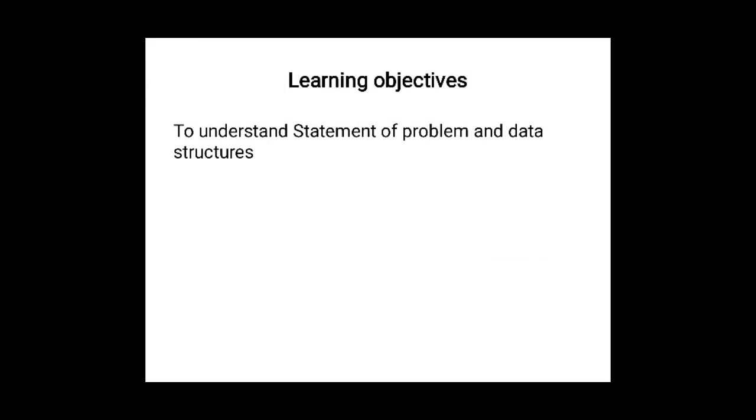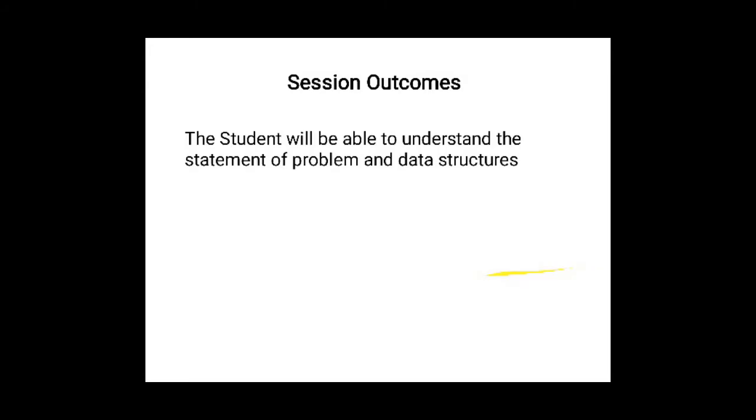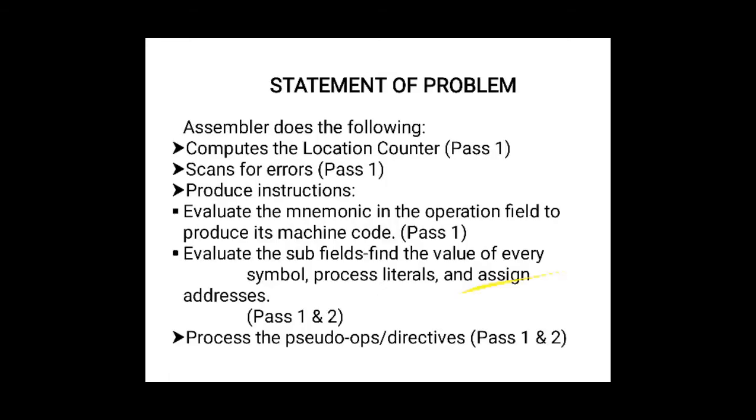Today's learning objective is to understand the statement of problem and the data structures we are using in the design of assemblers. The session outcome of today will be that the student will be able to understand the statement of problem and the data structures. So let us start with the statement of the problem. During the design, the assembler has to do the following. The first one is the assembler will continue to work in two phases, one is pass 1 and pass 2.